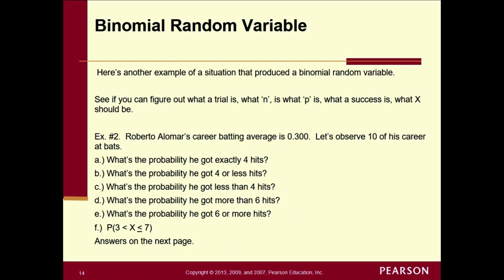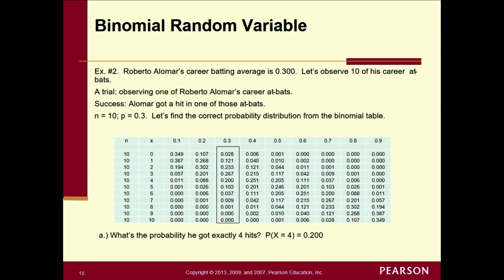Once you have figured all those things out, go ahead and go to the next page. It says here a trial would be observing one of Roberto Alomar's career at bats and observing if he either got a hit or not. A success is Alomar getting a hit in one of those at bats. N is equal to what? 10, right? We looked at 10 of his at bats, that would be the number of samples. P is equal to 0.3, that was his batting average for his career. So this sounds very much like a binomial.